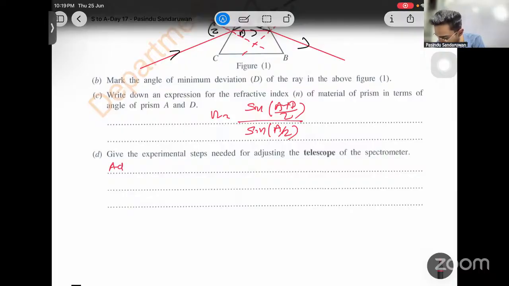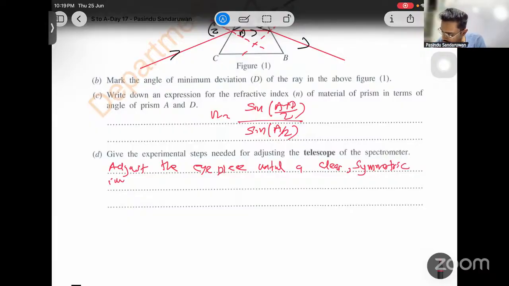First one, adjust the eyepiece until a clear symmetric image of crosswires is seen. That is the adjustment of the eyepiece, and then comes the adjustment of the objective piece.